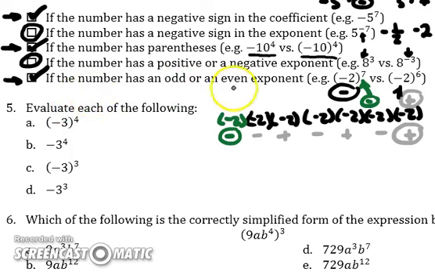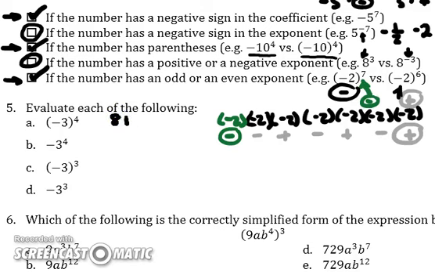The exponent is even, so it's going to switch from negative to positive, negative to positive. This is going to be an overall positive number. So this is going to be 81.